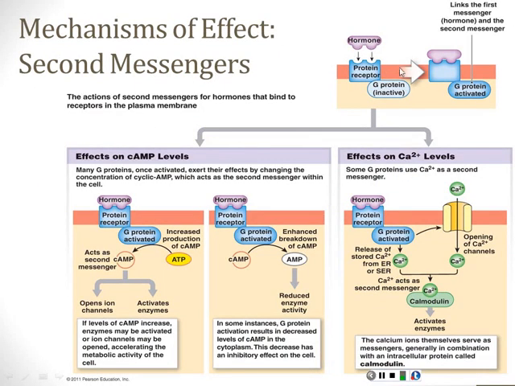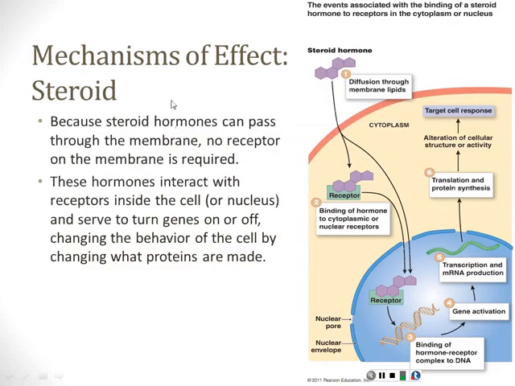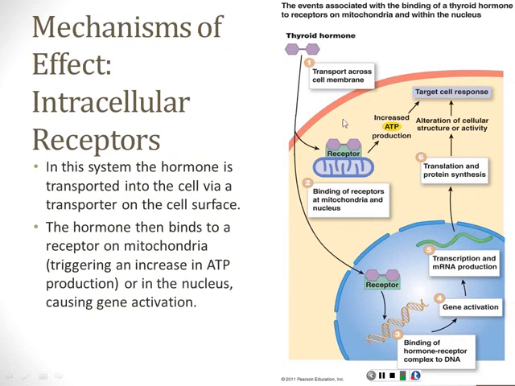Second messenger, where the first messenger attaches at the cell membrane, which causes some change to the level of a second messenger on the inside. The steroids pass right into the nucleus and then turn genes on or off. And then the intracellular receptors, a hormone is transported into the cell, and then inside the cell there are receptors that make change happen, either at the mitochondria or at the nucleus. All right.